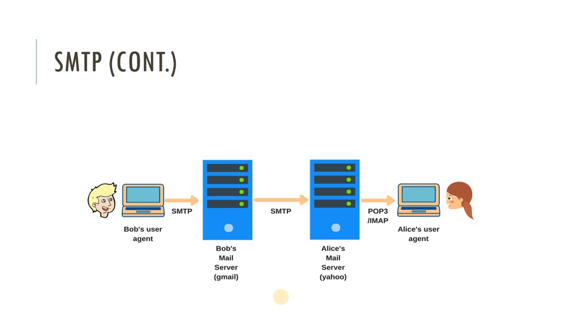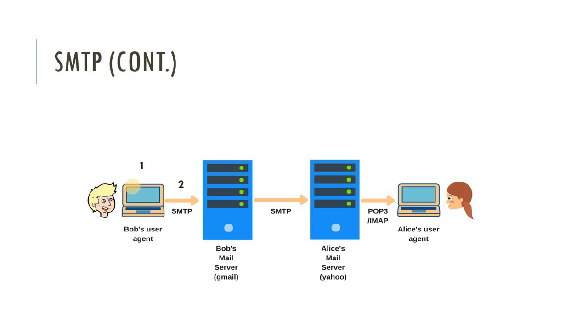Bob opens his mail app, provides Alice's email address alice@yahoo.com, writes his message and clicks the send button. So this is the first step. With the help of Bob's user agent, Bob writes the email, adds the address of Alice and clicks on the send button.